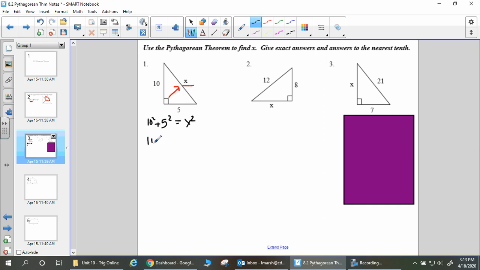So 10 squared is 100, 5 squared is 25, still equal to x squared. 100 plus 25 is 125, we're equal to x squared. And then the key is, I don't want x squared, I want x. So you have to square root both sides of your equation. Once you square root, just like we did in the previous unit, if you're taking the square root and it's a perfect square, great, get your whole number.